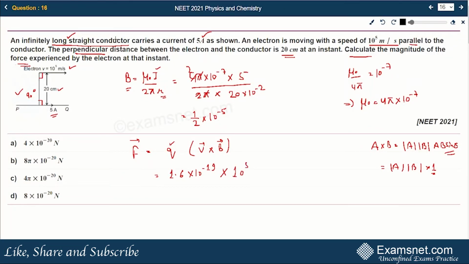So 10 to the power 5 into, we calculated B as half into 10 to the power minus 5. So half into 10 to the power minus 5. So here we'll get 0.8 into 10 to the power minus 19 Newton. Okay. So we can also write it like this: 8 into 10 to the power minus 20 Newton. Okay. So out of the given options, we'll get option D as the correct answer here.